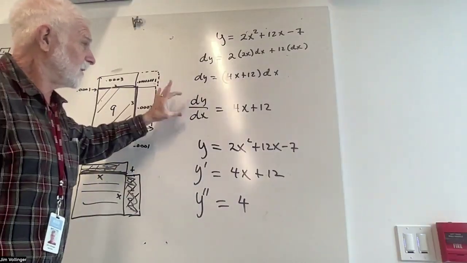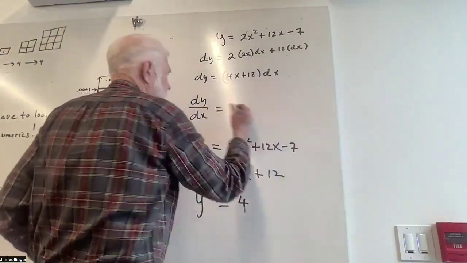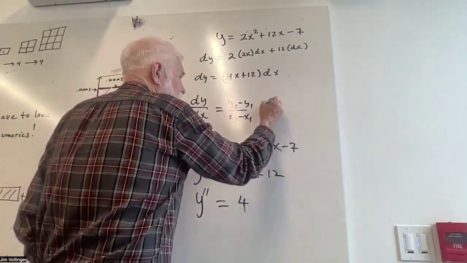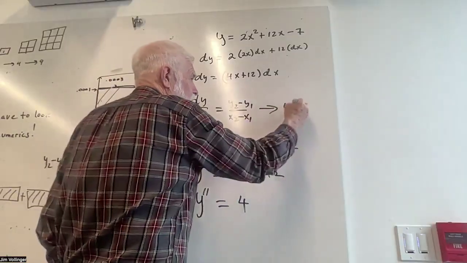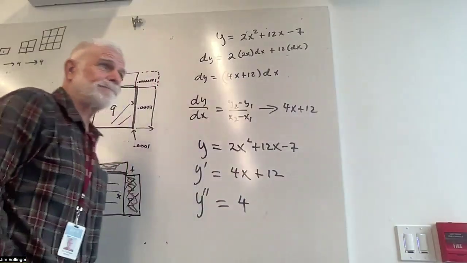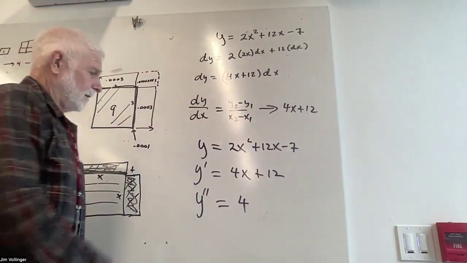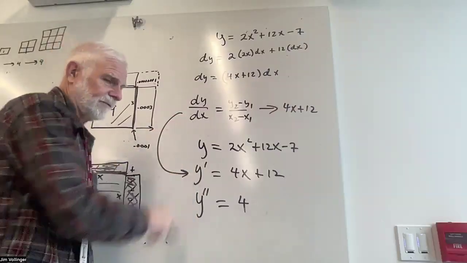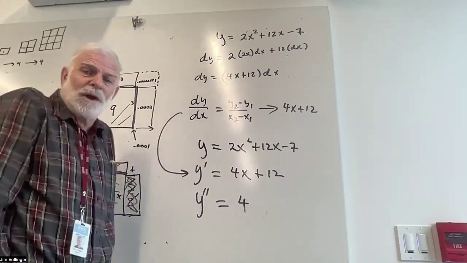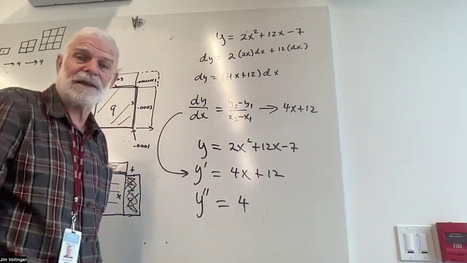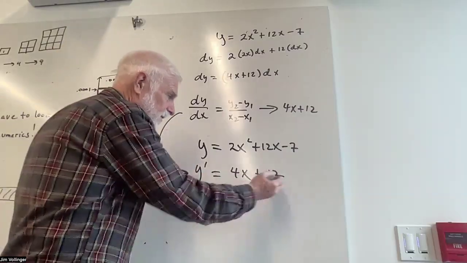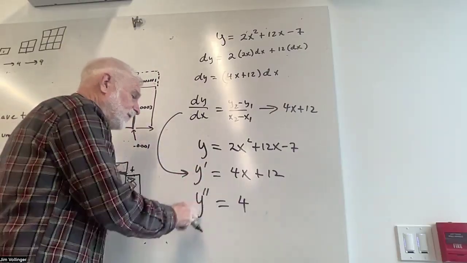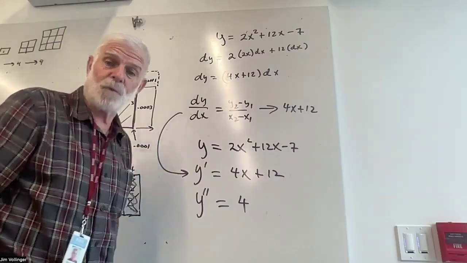dy dx, you can think of as y2 minus y1 over x2 minus x1. And in this case, we get 4x plus 12. And instead of dy dx, in calculus, we often say just y prime. It's quicker to write that. So it makes sense. y prime is telling us the rate of change of this quadratic. And if I take the rate of change of the rate of change, I get the number 4.